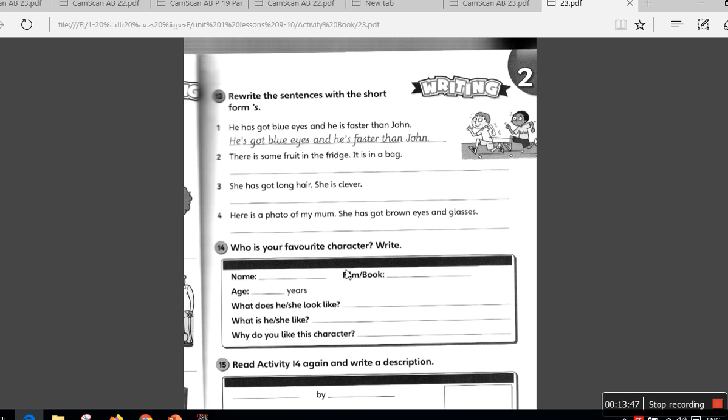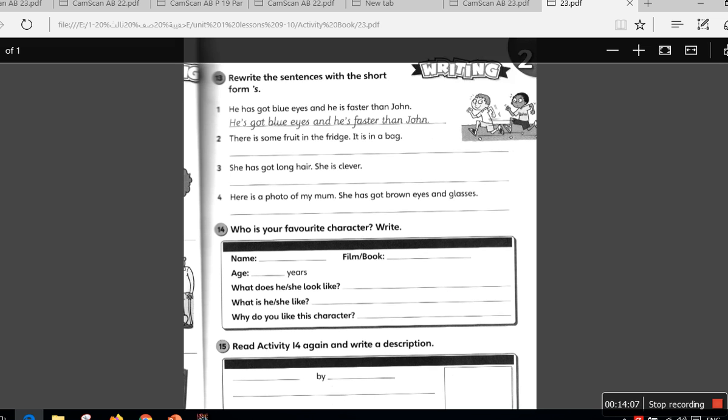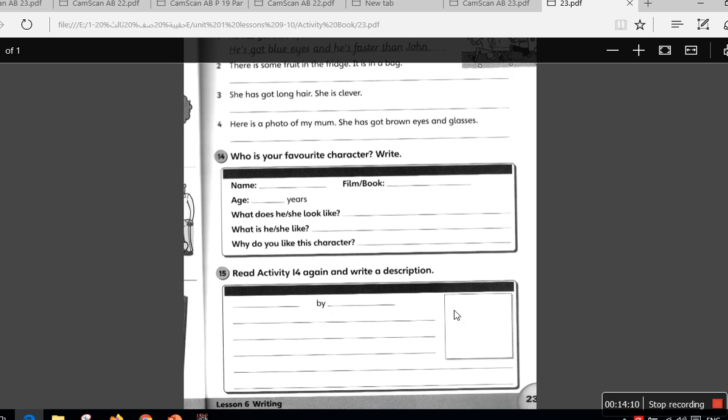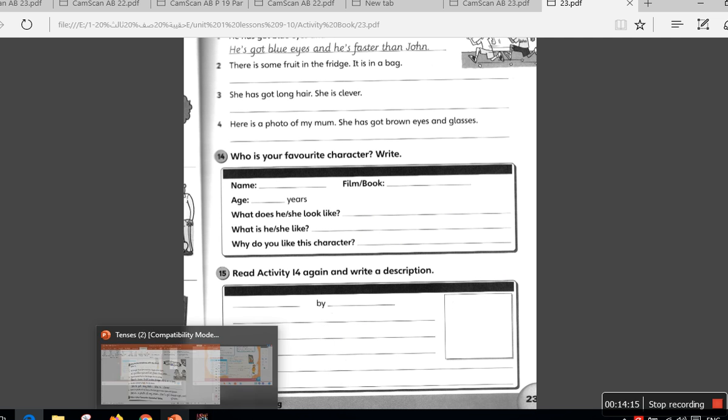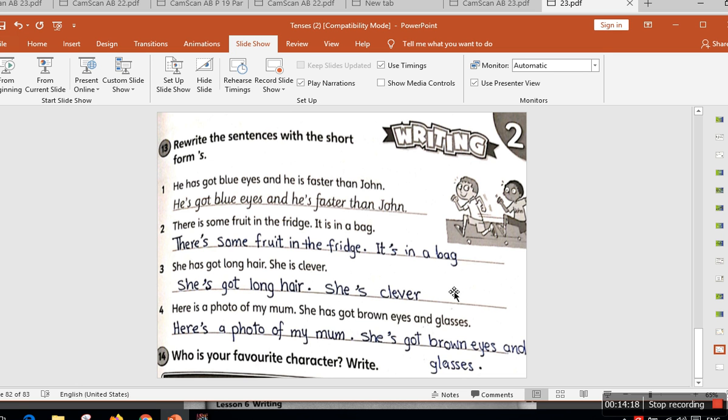And here you have to write about a lovely character, your preferred one. Any story you read, any book, you have to write the name of the character, the book or film name, the age, his characteristics, and the physical description, like the one before. And here you have to express what you wrote in a paragraph. It's better if you could enclose a picture. And I'm going to show you the answer for this. Here is the answer. You can pause the video. You can write the answers. Take your time. Feel free.